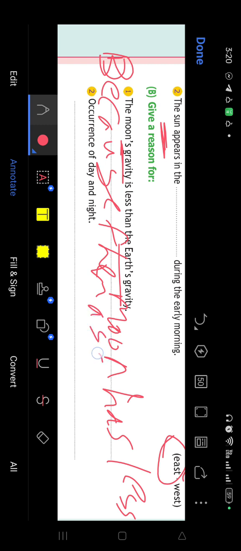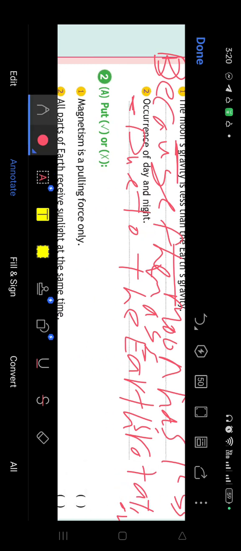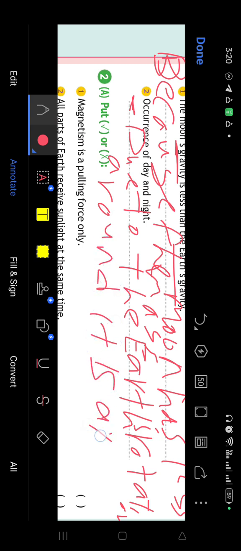And also, there is number two, occurrence of day and night. Day and night, of course, do you remember the motion? The name of the motion, it will be due to the Earth's rotation. Yes, Earth's rotation. Earth's rotation around the sun. Around, sorry, around its axis. Yeah, the rotation, it's spinning or moving around its axis.